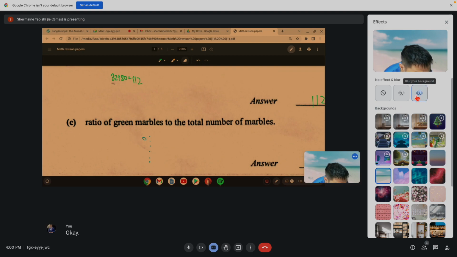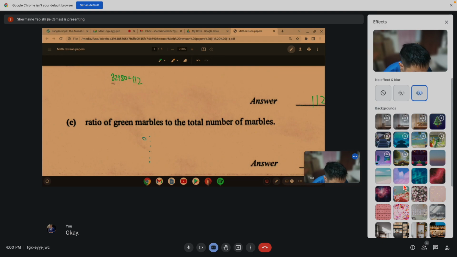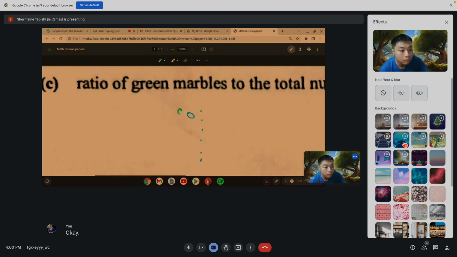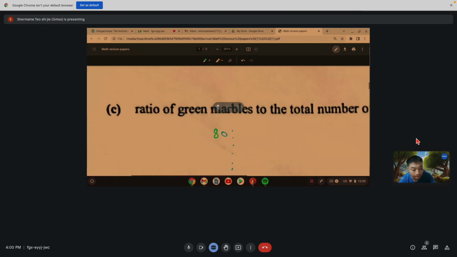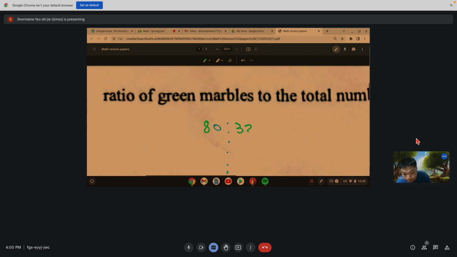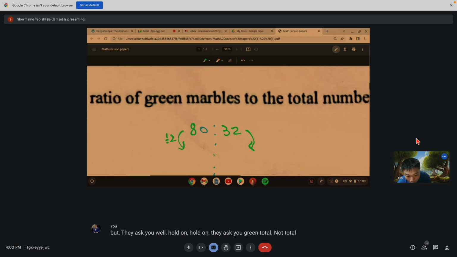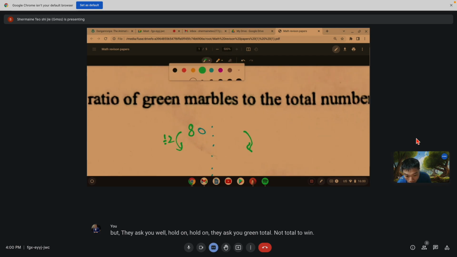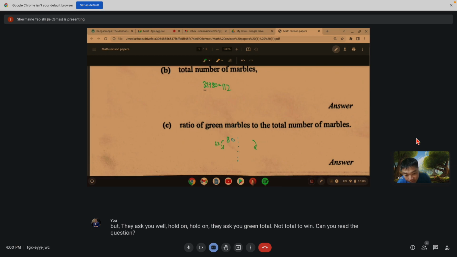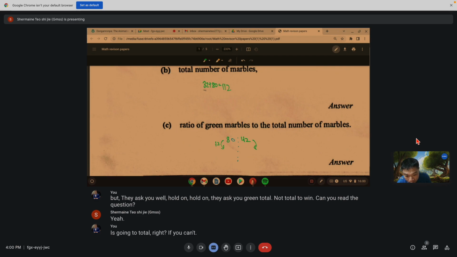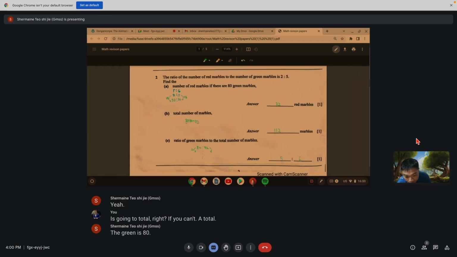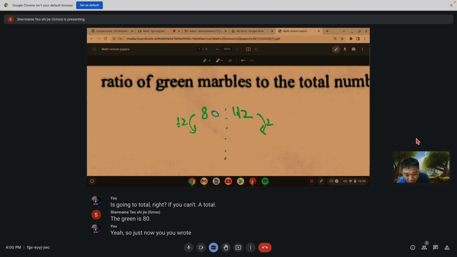Okay. Good. They ask you, well, hold on. They ask you green to total, not total to green. Can you read the question or not? Yeah. It's green to total, right? The green is 80. So just now you wrote 32, right? Yeah.